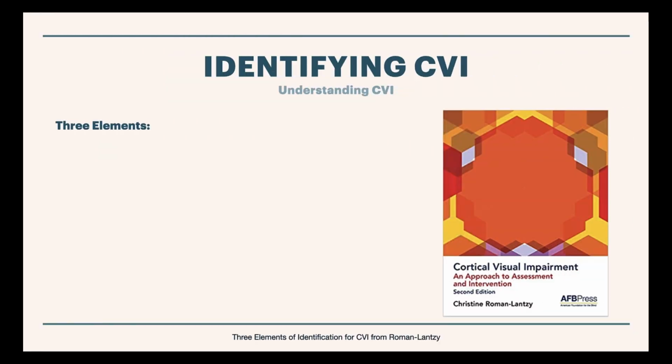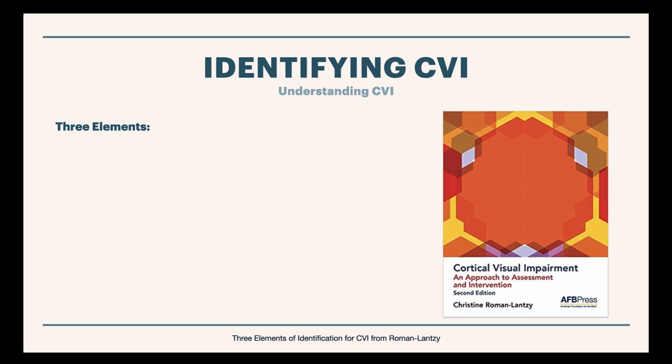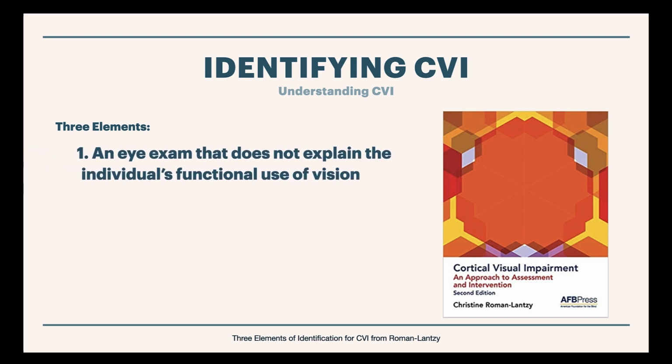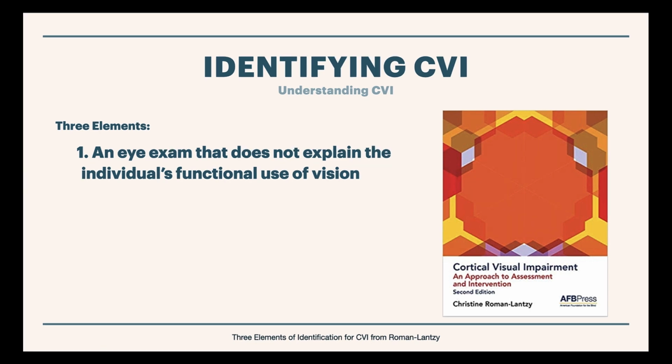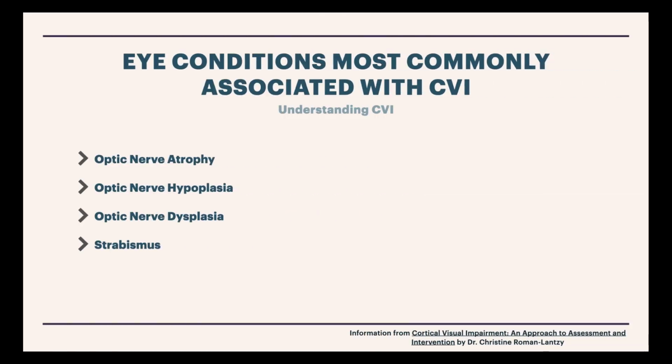We can use Dr. Roman's 3 elements to help us identify the cortical visual impairment under the large umbrella of brain-based visual impairments. The first is an eye exam that does not explain the individual's functional use of vision. When you examine a child's eye report, ask yourself, does this match what I'm hearing from teachers and family that know the child? Does this make sense for the behaviors I'm observing? A child with astigmatism or nystagmus should not appear clumsy or like they are avoiding to use their vision in a new location. I've had a parent hand me a healthy ocular report, but their child appeared to only look at things that had lights and movement. Times like this, your red flags should go up.